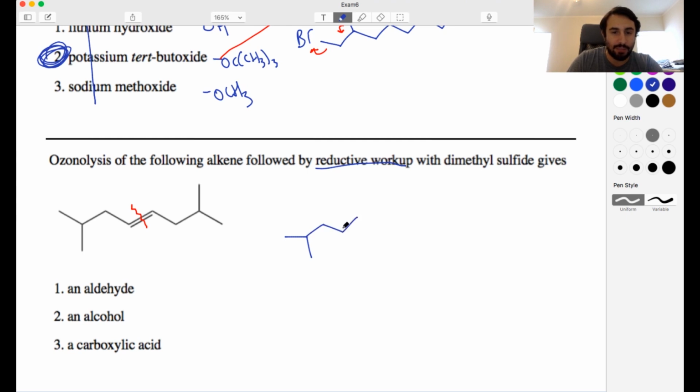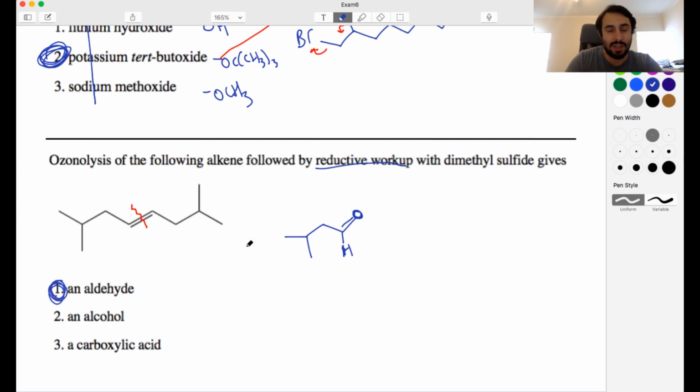So we're going to keep that. We're going to keep the double bond here, but we're going to turn that into an oxygen, right? And because it is reductive workup, we're going to get the hydrogen here. If it was oxidative workup, we would get a carboxylic acid here. But reductive workup, we're just going to get the aldehyde here. So that will be aldehyde.